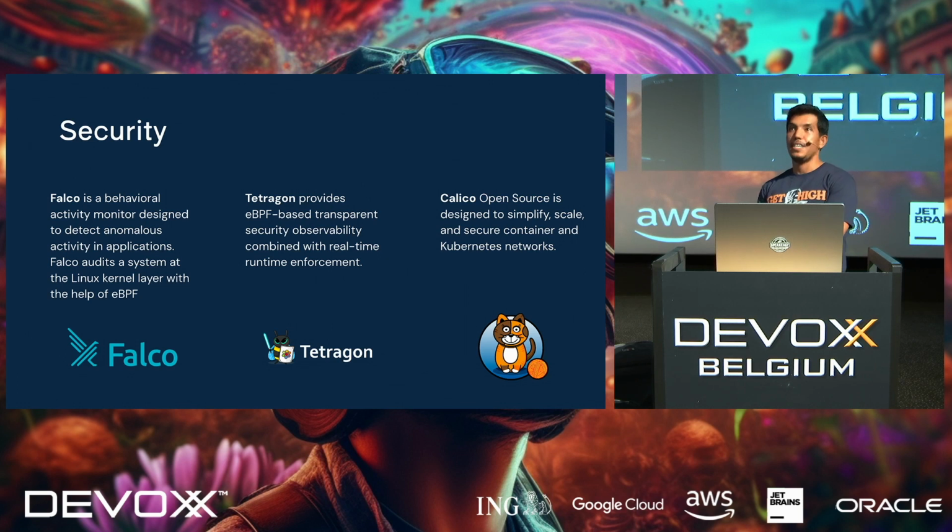For security, again, you are within the kernel. You have full visibility. There are a number of tools available there that basically provide security out of the box for your programs or your machines, such as Falco, Tetragon, and Calico.